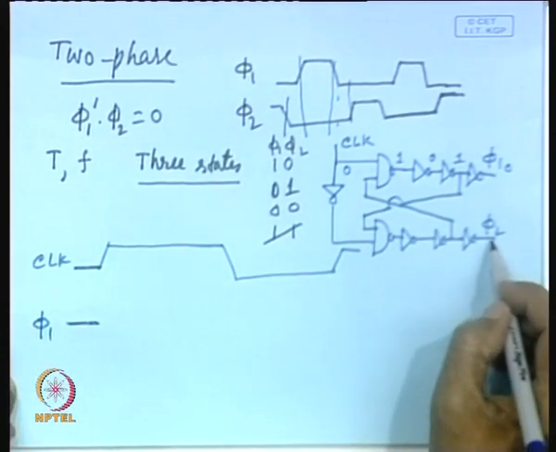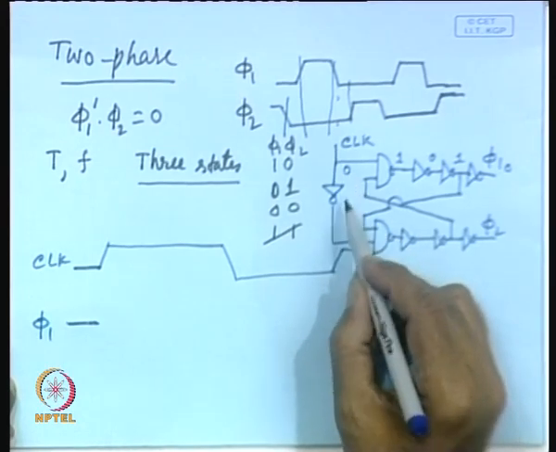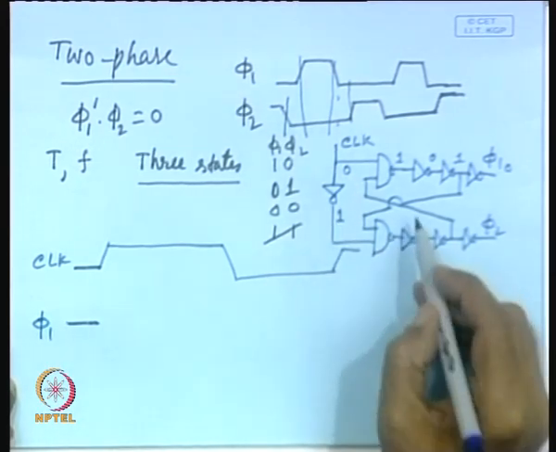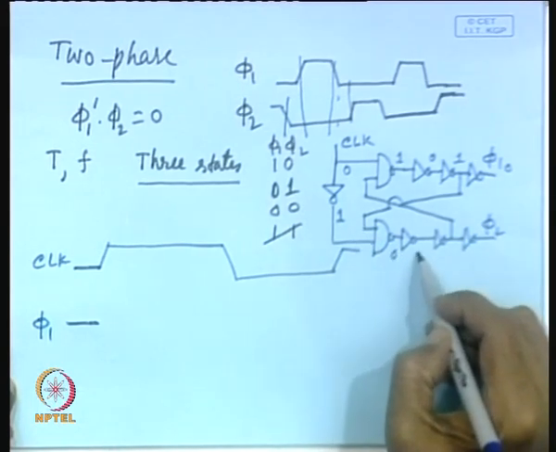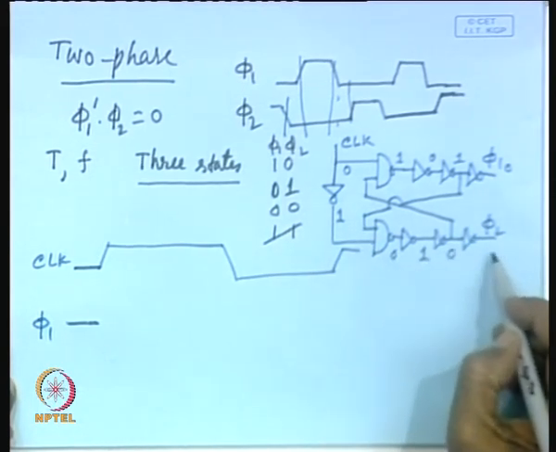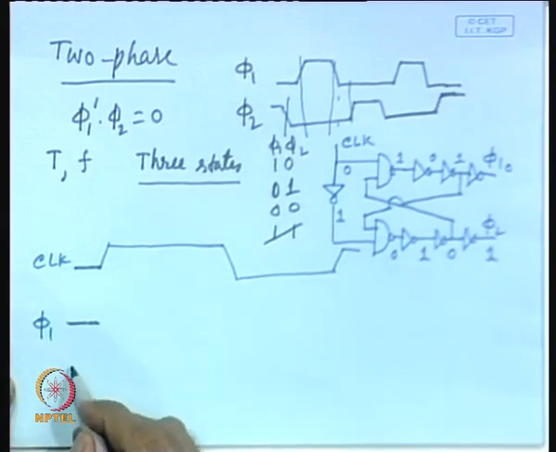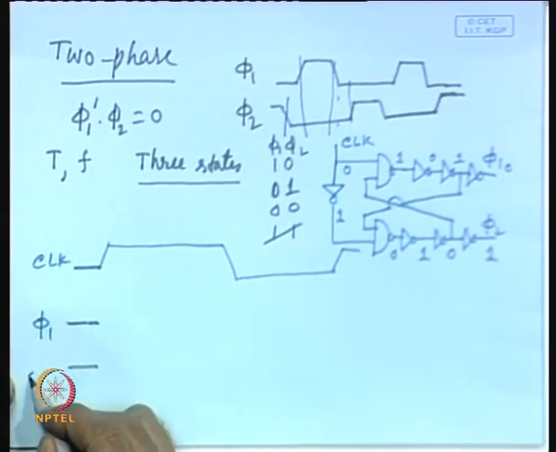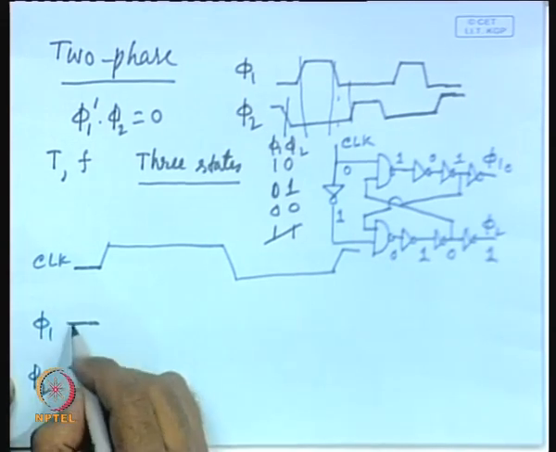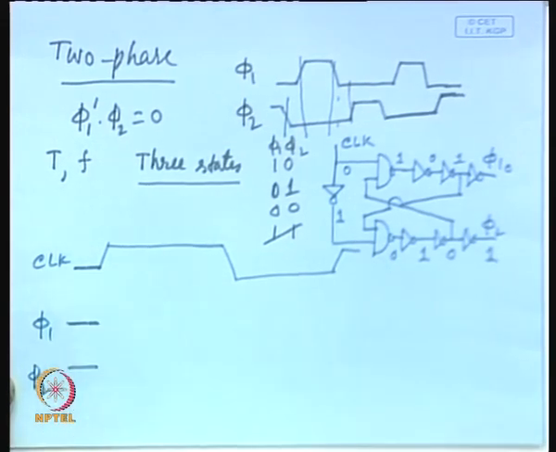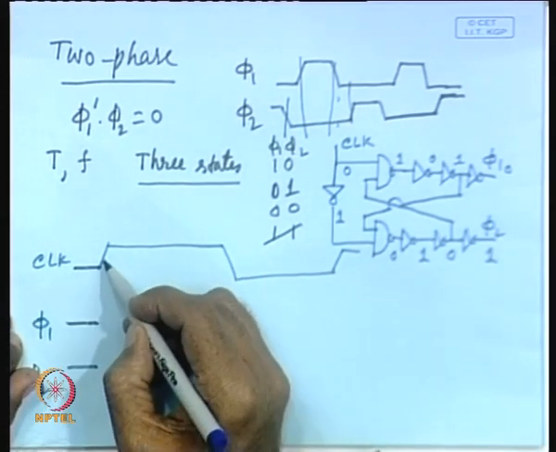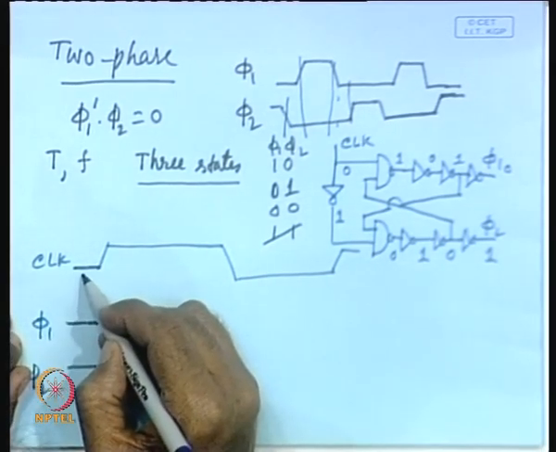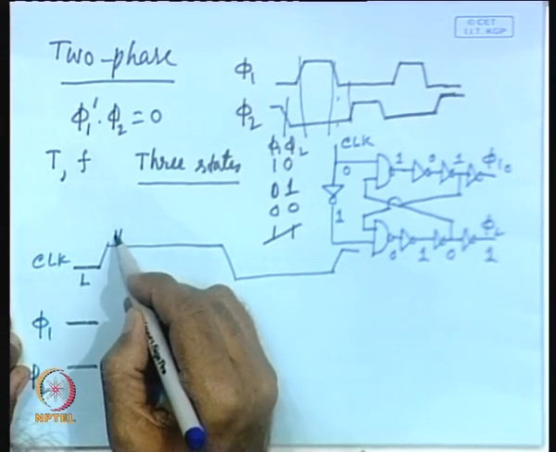What about phi 2? Here, since this is 0, this is 1. And here also it is 1. So, 1 1 makes it 0, this is 1, this is 0 and this is 1. So, as expected, phi 2 is high. So, here it is low and here it is high. Now, at this point the clock has switched from low to high.